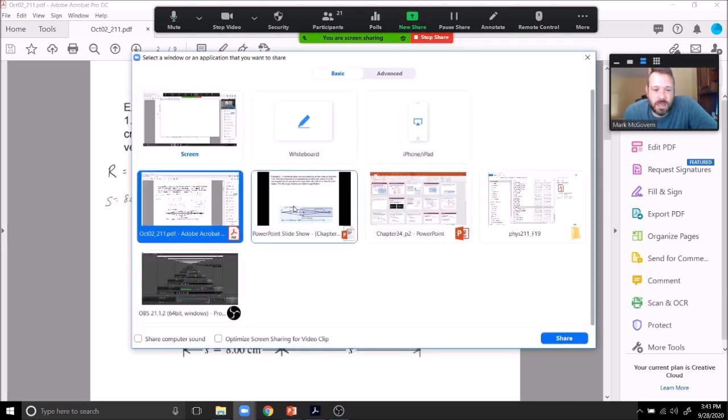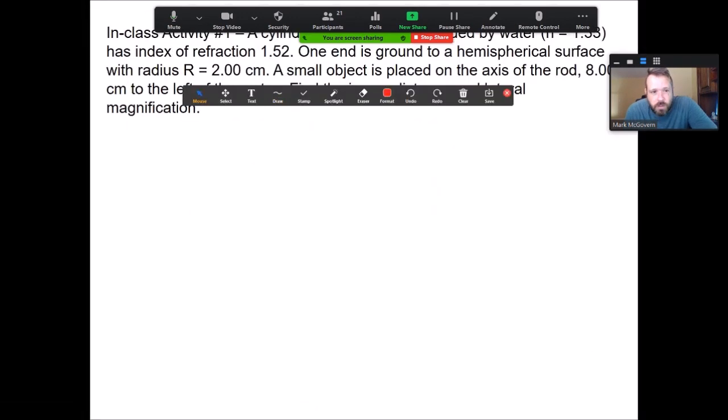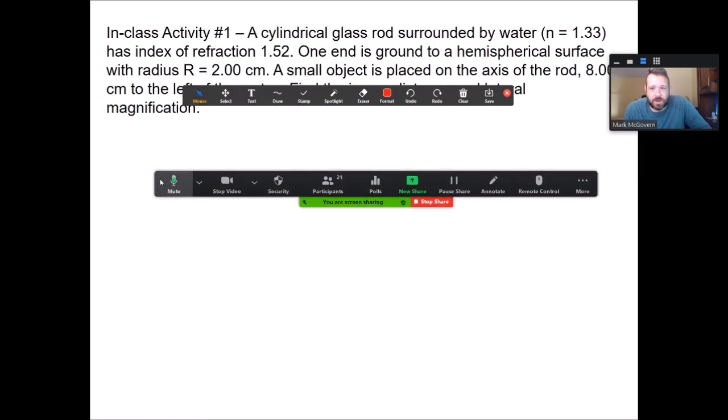Okay. Hey there. Well, we got an in-class activity right off the bat here, but it's not like we're going to take a break because we've only been at this for half an hour, so I'm just going to go ahead and jump right into the problem here. Let's see what's going on here, though.